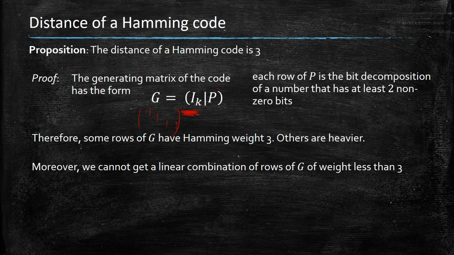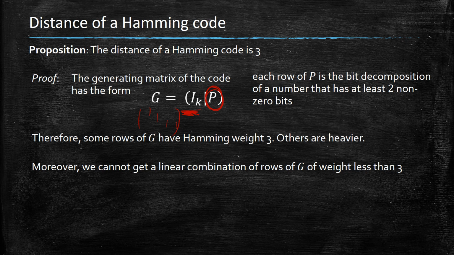At the same time, the Hamming weight of the part that corresponds to the last columns can never be 0 when you add only 2 rows, because all these numbers whose bit decompositions are in the rows of P are different. If these numbers are different, adding 2 of those rows cannot equal 0. So if you add 2 rows of G, you have to get at least Hamming weight 3.